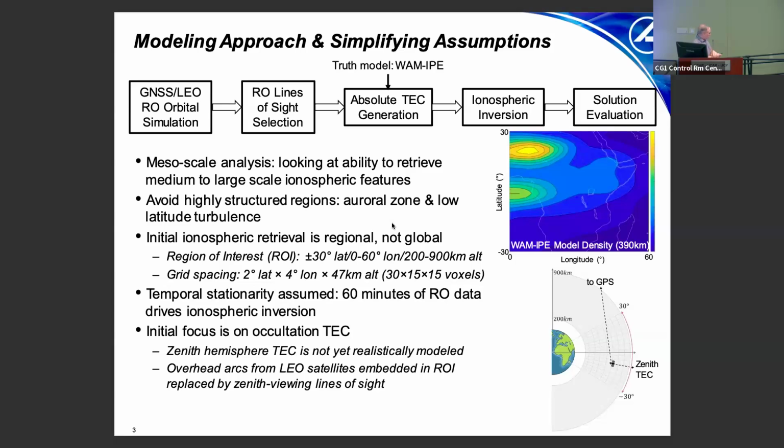I'll say at the moment also one other simplification is for zenith TEC. Most studies, I think, just focus on the occultation TEC, but there's TEC above the spacecraft, and that can be quite important, especially if you're embedded in the ionosphere, you get some upward looking looks. But in this case, we are just measuring vertical TEC above us. We are not simulating that yet. We do plan that in the future. So we don't realistically model the zenith TEC.